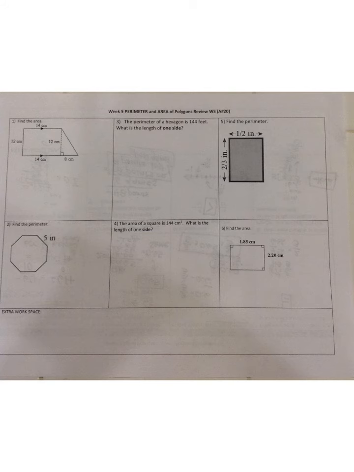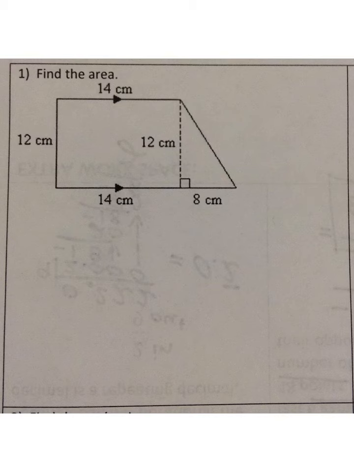Turn the page, make sure you have the following paper in front of you. Number 1, find the area. Again, now remember we are doing both area and perimeter. So remember what area, what you're looking for, as opposed to perimeter.